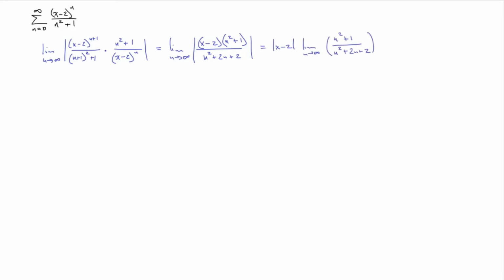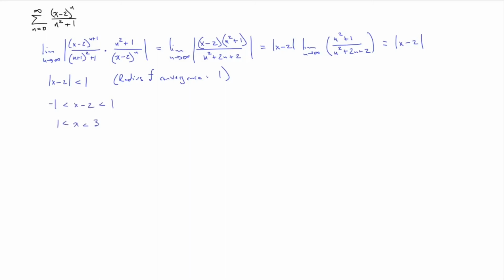We can consider x minus 2 as a constant as far as the limit as n goes to infinity is concerned. And so the absolute value of x minus 2 can be pulled outside of the limit. However you compute that limit, either with L'Hopital's rule or using algebra and the limit laws, you find that that limit is equal to 1, and so this evaluates to the absolute value of x minus 2. The ratio test tells us that this series converges when the absolute value of x minus 2 is less than 1. And that expression tells us right away that the radius of convergence is equal to 1.